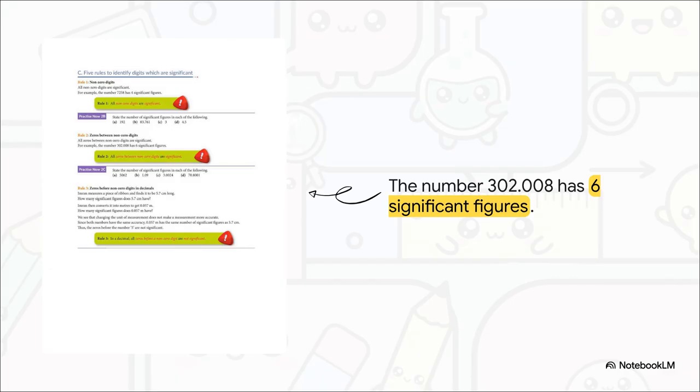302008. See that 0 between the 3 and the 2? It's trapped, so it counts. And what about the 2 zeros between the 2 and the 8? They're trapped too, so they all count. That gives us a grand total of 6 significant figures.